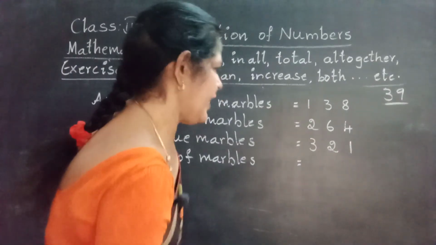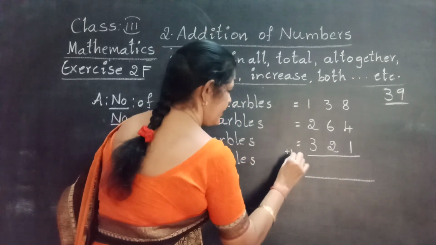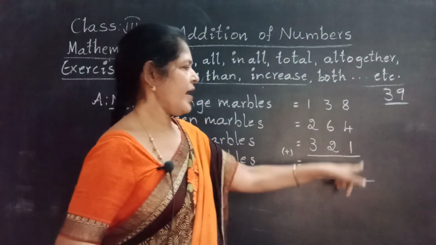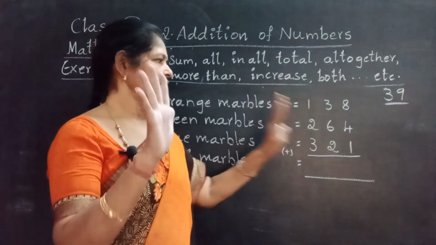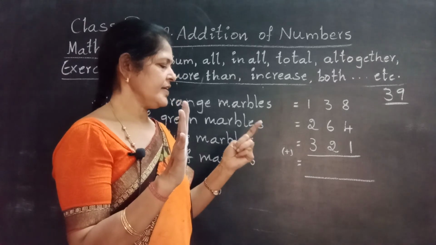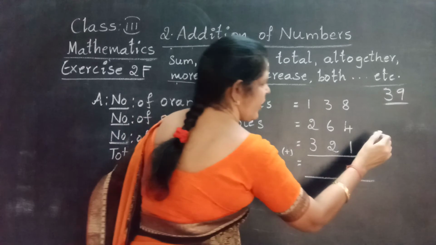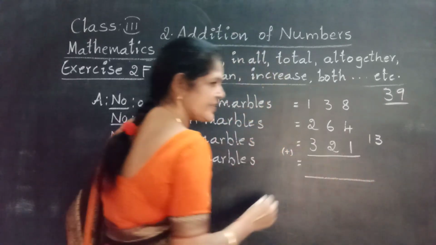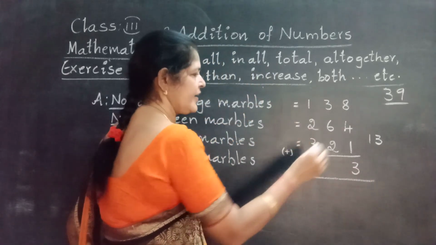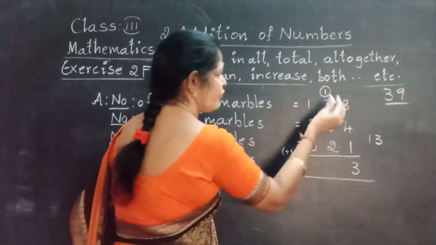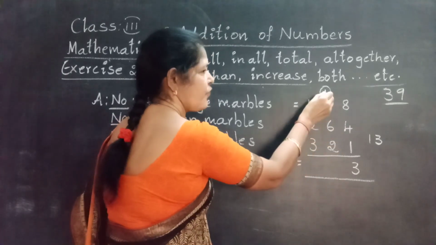How do you get the total? Yes, by addition. Put the symbol plus. Addition starts from the ones place. 8 plus 4. Yes, take 8 fingers. 4 after: 5, 6, 7, 8, 9, 10, 11, 12. 12 plus 1, 13. Two-digit number. Write 3 in the ones place. Carry forward. Carrying addition. 1 carry forward to the next left side place, that means the tens place.